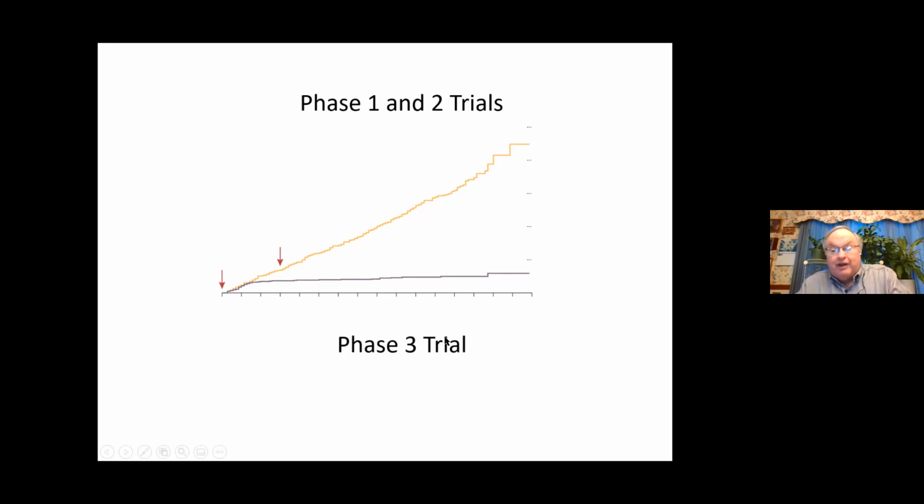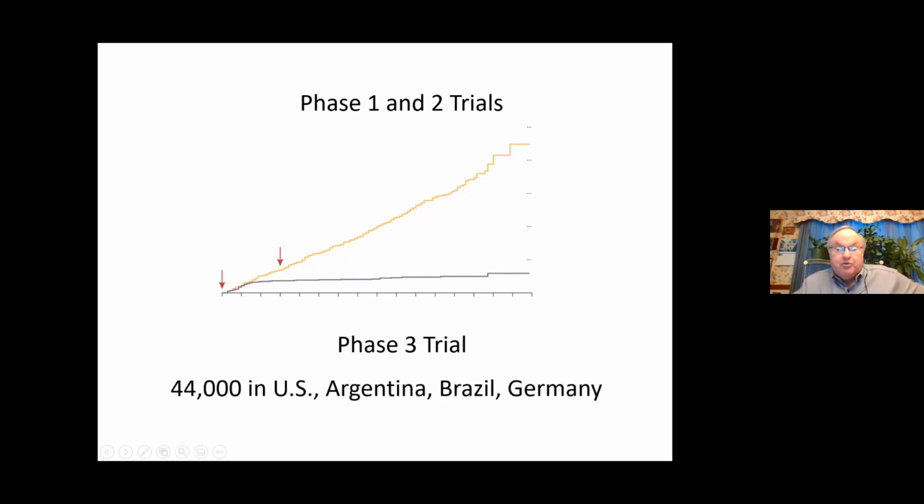So the next step was finally to go to phase 3 trials, where you use tens of thousands of people. The phase 3 trial for the Pfizer vaccine involved 44,000 total people. These people were in the United States, in Argentina, in Brazil, and in Germany. This means that 22,000 of these people got the vaccine, and 22,000 did not get the vaccine. They just got a shot of saline.